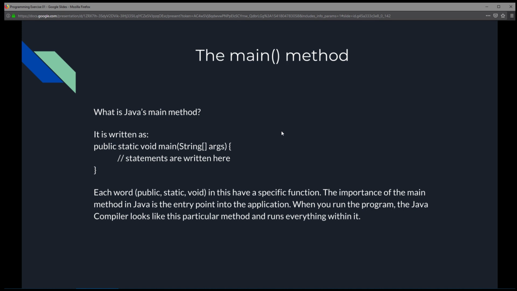Now, before we can write any code at all, we have to know about the main method, because we're going to be writing code inside the main method. The main method is written as public static void main, with parentheses, the data type String, followed by this bracket right here, and the name of the variable, args, short for arguments. This variable is of a string array type.